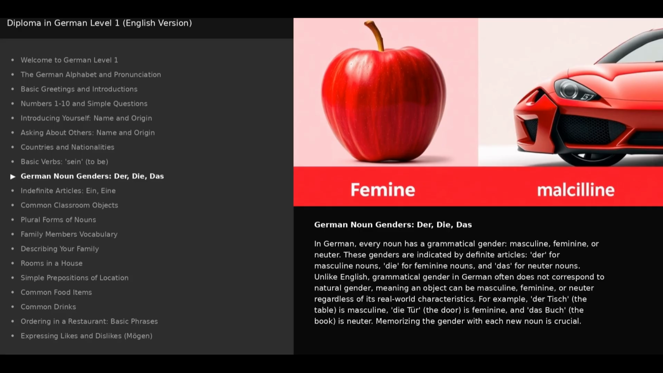Unlike English, grammatical gender in German often does not correspond to natural gender, meaning an object can be masculine, feminine, or neuter, regardless of its real-world characteristics. For example, der Tisch, the table, is masculine. Die Tür, the door, is feminine, and das Buch, the book, is neuter. Memorizing the gender with each new noun is crucial.